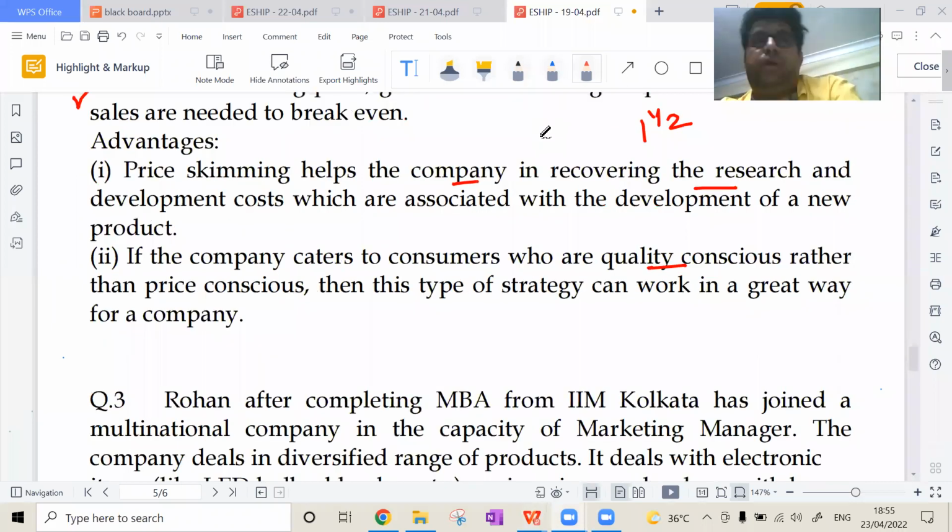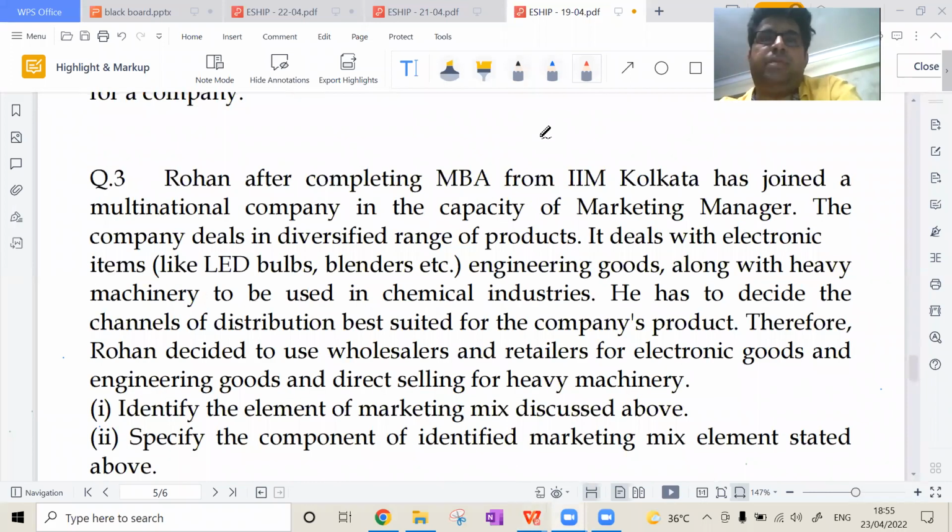Now moving on to other. Question number 3. Now this can be answered by anyone. If you know the answer, you can just raise hand. I am just moving on. First, Rohan, after completing MBA at IIM Kolkata, this was again a CPSC question, has joined an MNC. The company deals with a diversified range of products.